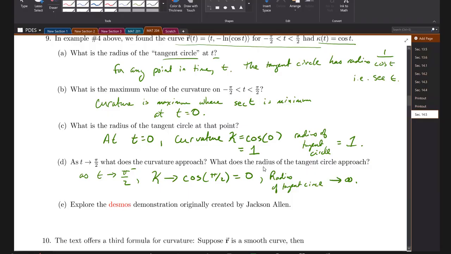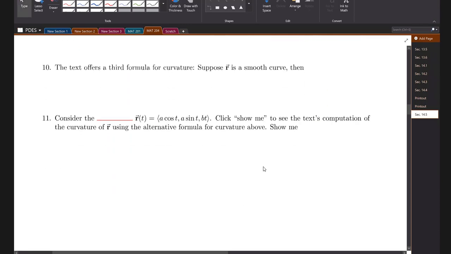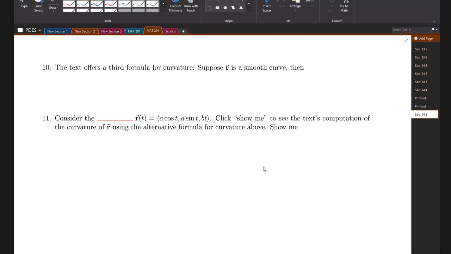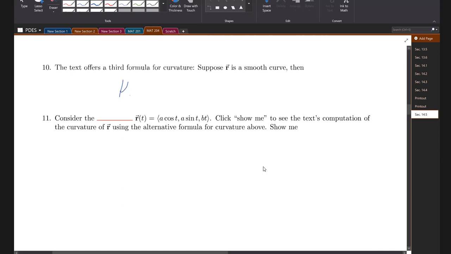So let me swap back now to our notes. And then we'll just say this. Folks, the text offers a third formula for curvature. It goes ahead and derives it, and it's an interesting derivation. It uses some of our properties of the derivatives of our vector functions, like the cross product rule, etc. But I'll just give you the curvature formula, and if you're interested in the derivation, see the text or see me if you want more information about it.